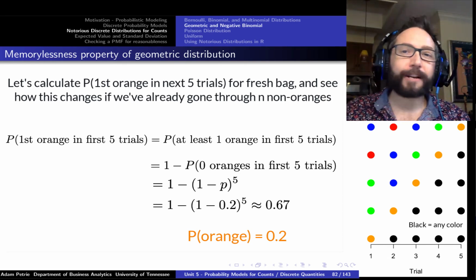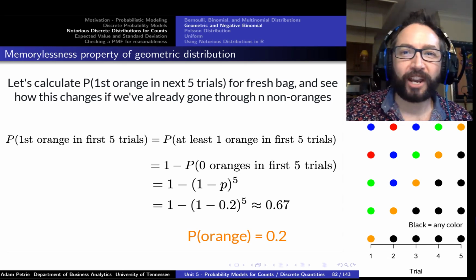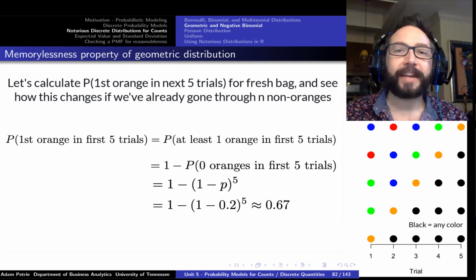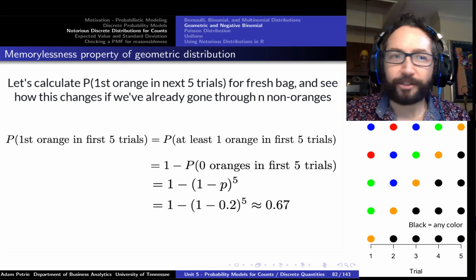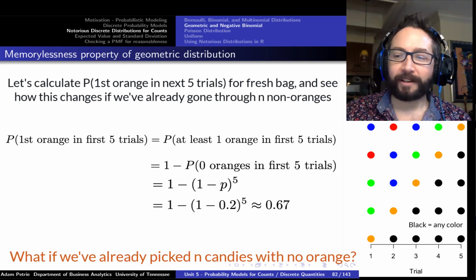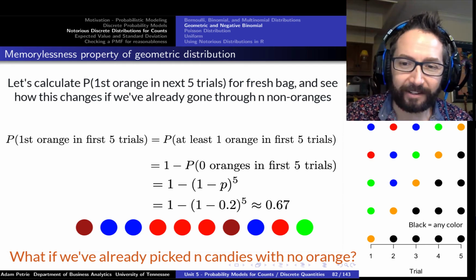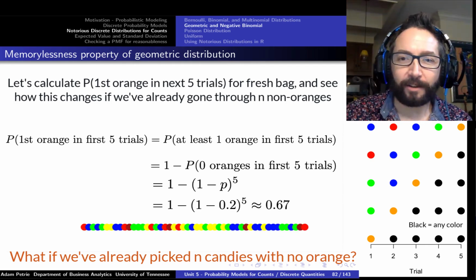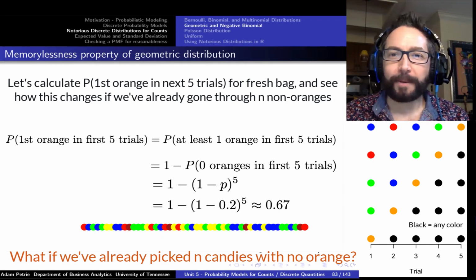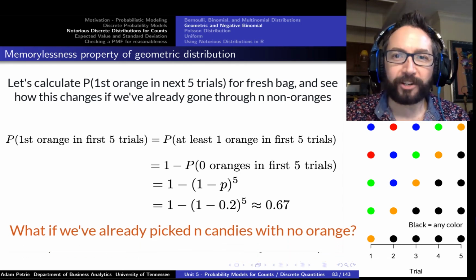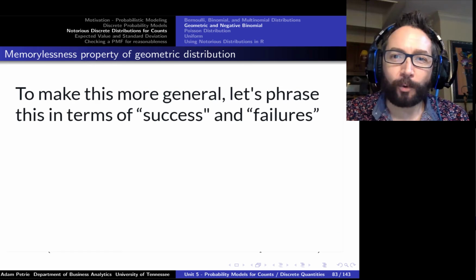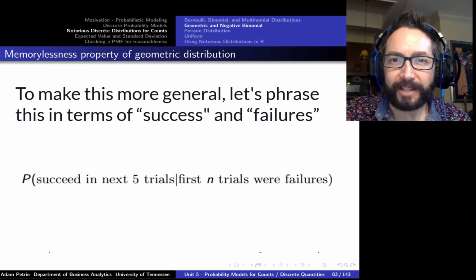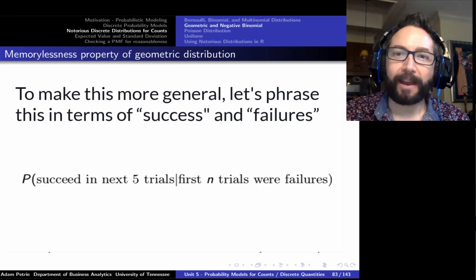All right, so fresh bag, there's about a 2/3 chance that within those first 5 candies, we'll pick out an orange candy. So let's start to do some conditioning. Let's start to look at what happens if we've picked out 10 non-orange candies, 50 non-orange candies, or in general, let's say we've picked out n non-orange candies. Well, now what's the probability that we're going to pick out an orange at some point during the next 5 candies we select out of that bag?